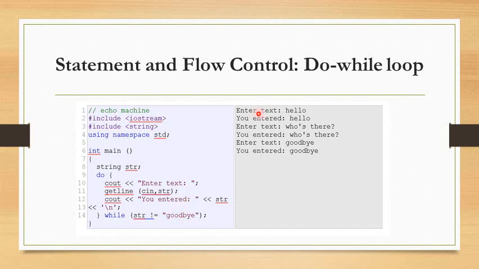Look at the example here. Enter text. Assuming the user just types hello, it will print "You entered hello." Enter text. The user types "who's there." It will print "You entered who's there." Enter text. Now the user types goodbye. It will print "You entered goodbye" and it terminates, going out of the loop. Hope you get the concept. Okay.